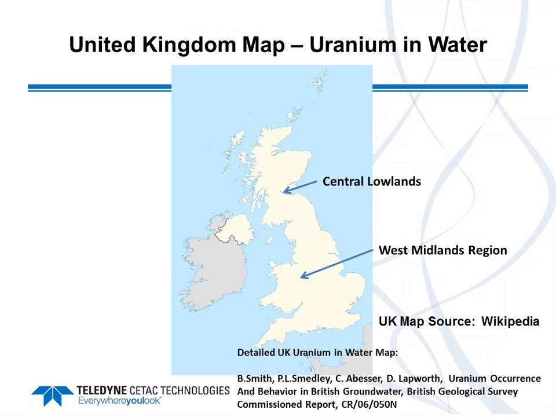With that, we also looked at areas in the UK where there can be higher levels of uranium in the groundwater. There is, again, with the reference at the bottom from the British Geological Survey, a very detailed UK uranium and water map. We'll just point out a couple of areas in the UK where uranium levels are higher, that being in the West Midlands region, closer to the Wales border, and the Central Lowlands, also called the Midland Valley in Scotland.